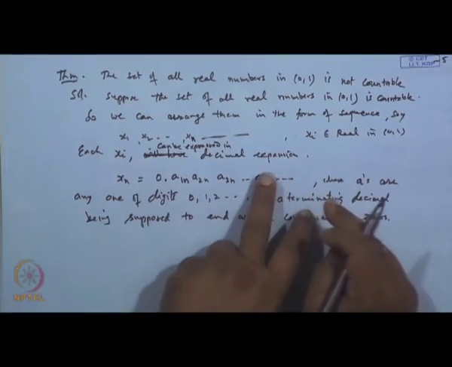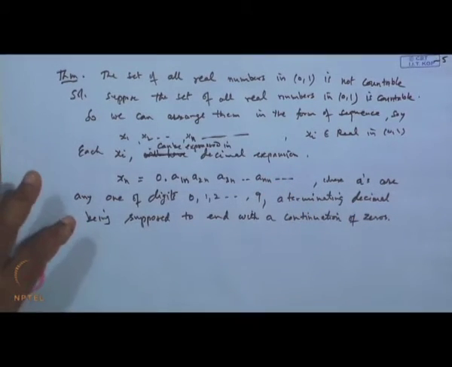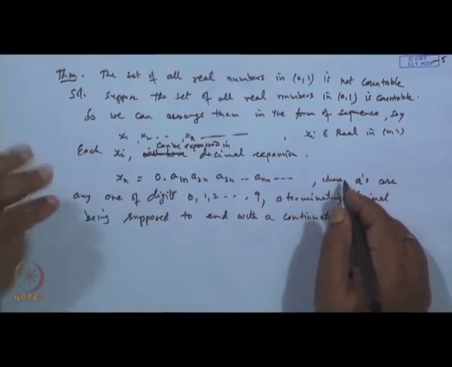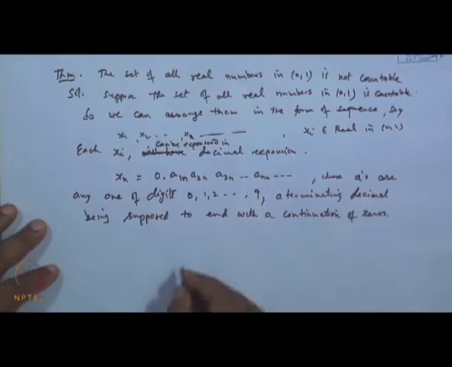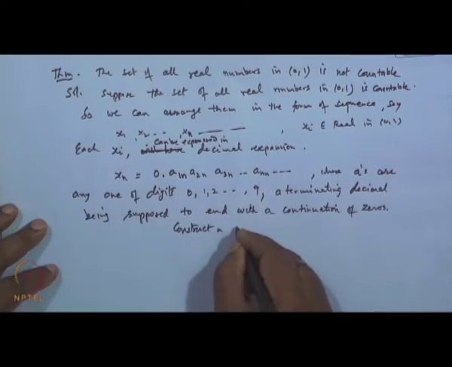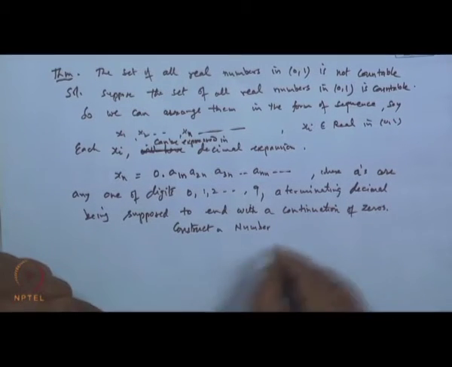Means when it terminates, suppose it terminates here, then the rest we will write as 0 0 0 0 like that. So, it terminates at 1. Okay. Now, with the help of this, let us construct a new number. So, now we construct a number alpha as follows.